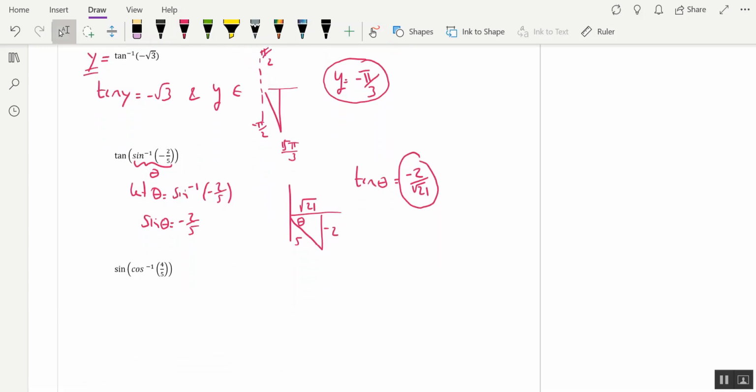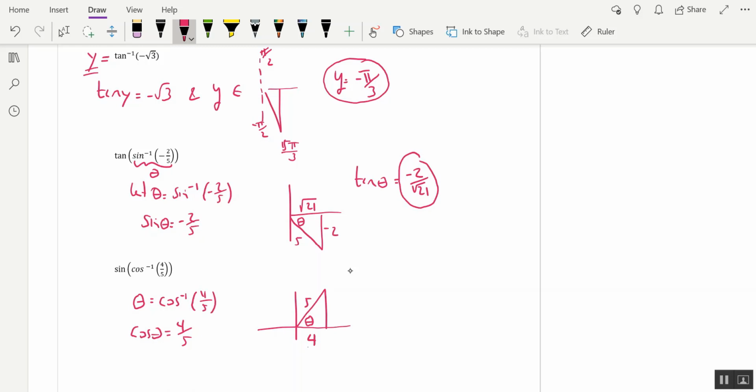Okay, let's do another one. Sine of cosine inverse of 4/5. So let's let theta be cosine inverse of 4 over 5. So that means the cosine of theta is 4 over 5. And since the cosine's positive, theta's got to be in quadrant 1. So I'm going to draw my triangle in quadrant 1. Here's theta. Cosine is adjacent 4 over hypotenuse.